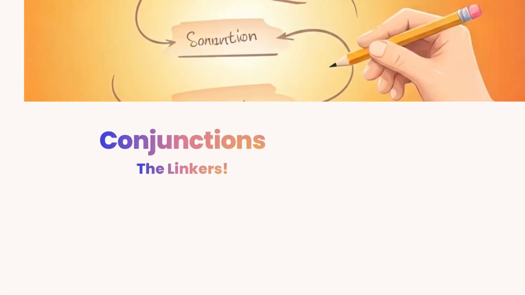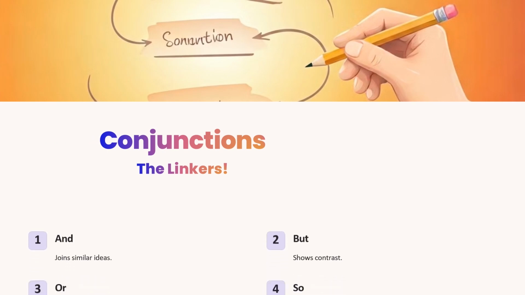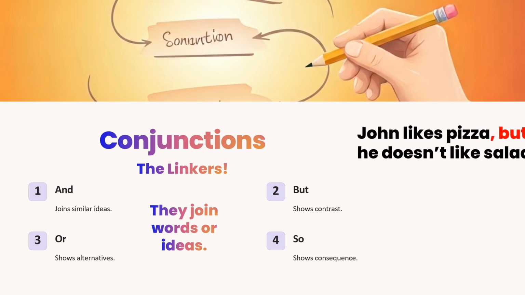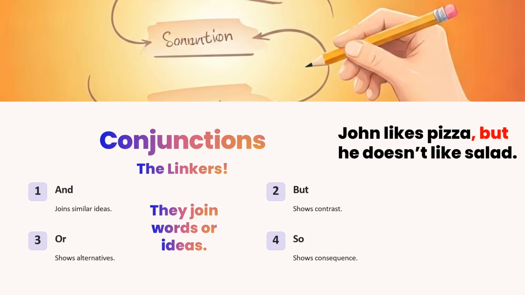Okay, let's get to the next one. Conjunctions. They are the linkers. Conjunctions are the glue that holds sentences together. They join words or ideas. Think of them as little matchmakers, helping sentences find harmony. For example, John likes pizza, but he doesn't like salad. Or, do you want pizza or pasta? So look, but and or, they are conjunctions. They are like your friend who can't let anyone stay single. They are always linking things up.